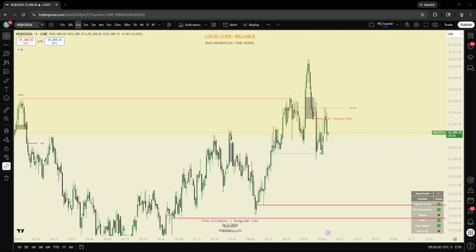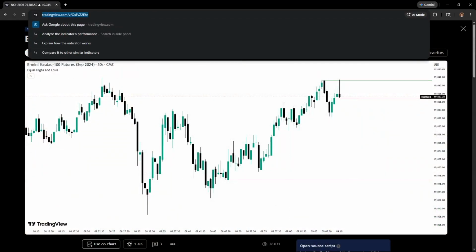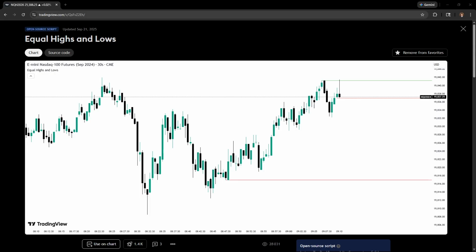What indicator do I use for equal highs and lows? I believe the IPG indicator that Dodgy has will tell you, but the one that I've used forever is the equal highs and lows indicator. Here's the link for that.